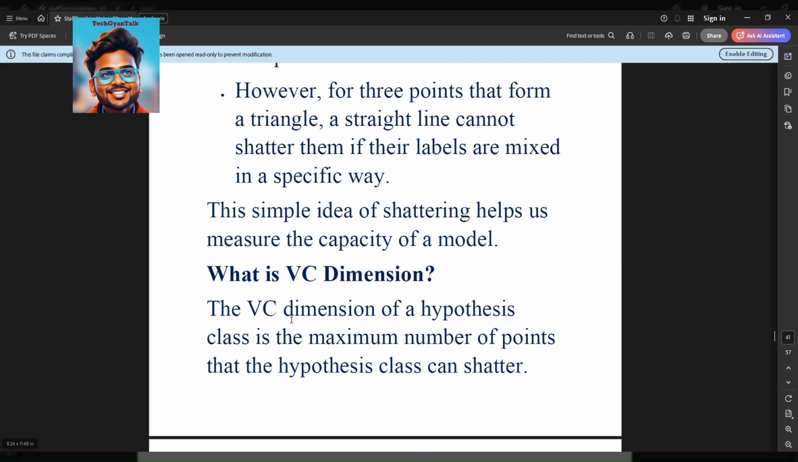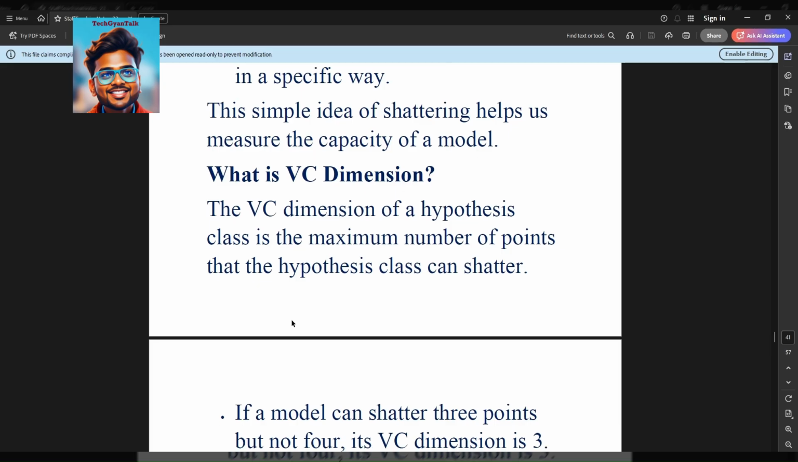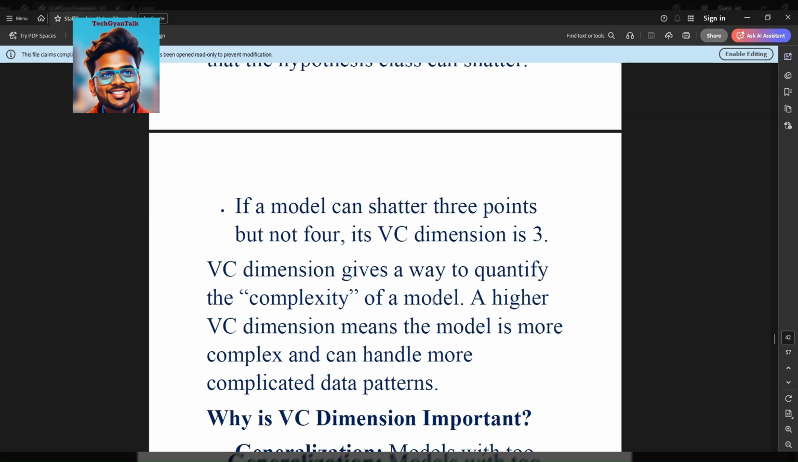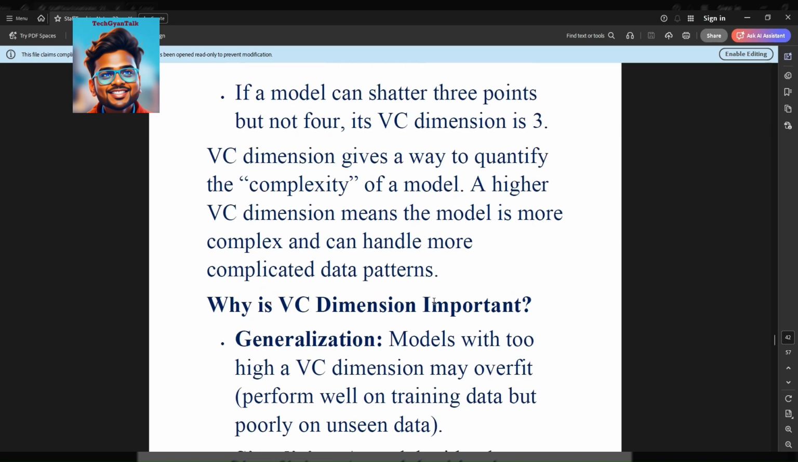What is VC dimension? The VC dimension of a hypothesis class is the maximum number of points that the hypothesis class can shatter. If a model can shatter 3 points but not 4, its VC dimension is 3. The VC dimension gives a way to quantify the complexity of a model. A higher VC dimension means the model is more complex and can handle more complicated data patterns.